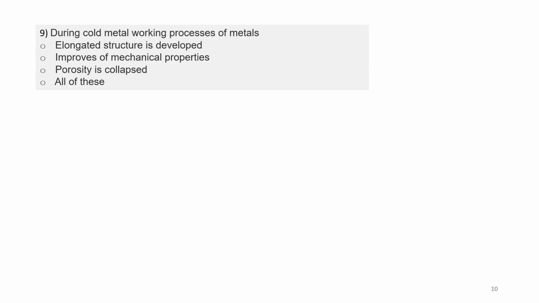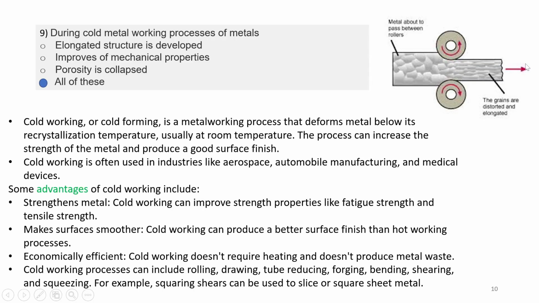The next question is, during the cold metal working process of metals, your options are: elongated structure is developed, improves the mechanical properties, porosity is collapsed, or all of these. In cold metal working, you don't have dynamic recrystallization, so an elongated structure will be there, there is also improvement of mechanical properties, and porosity is also collapsed. So all of these will be correct.